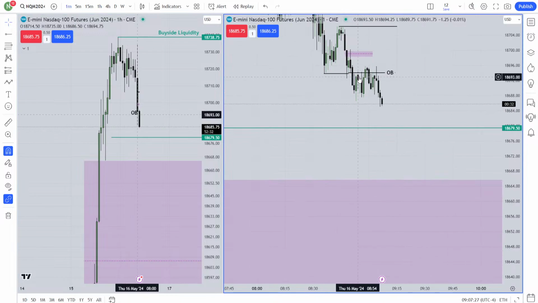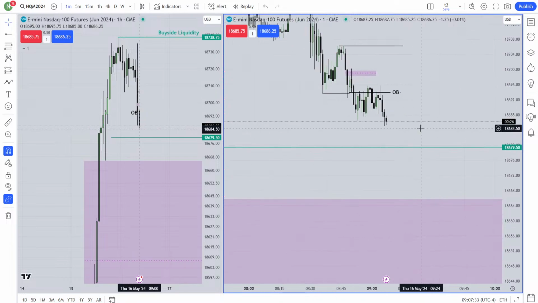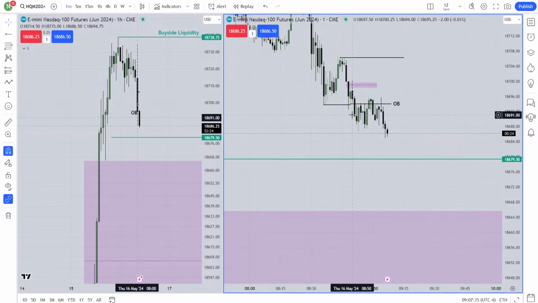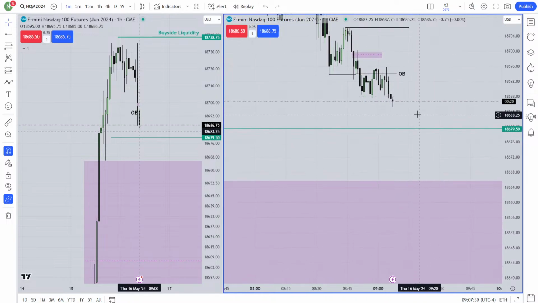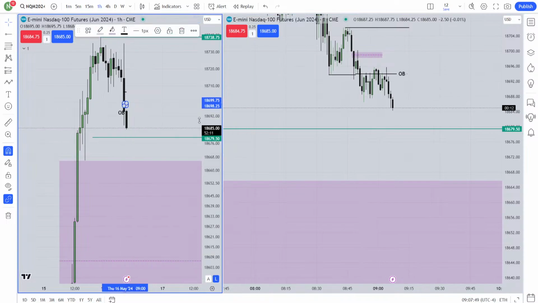Again, if anyone really wanted to take the entry over here, that was valid but low probability in my opinion, because the market can reverse anytime. If I'm not absolutely wrong, the market can reverse anytime from anywhere in this area. So we will see how it reacts on that area.